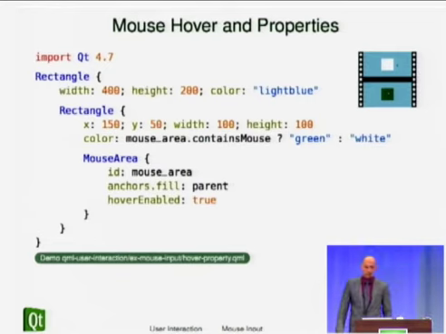Now, this is a different way of doing it. We again have a rectangle. It is still light blue. And then we put a rectangle inside of it at some offset, give it a height and width of 100. And then we say if the mouse area contains the mouse, then we want it to be green, and otherwise we want it to be white. Syntactically, you know this ternary operator probably from C++. It's the same in JavaScript, so it's a very concise way of writing an if statement.